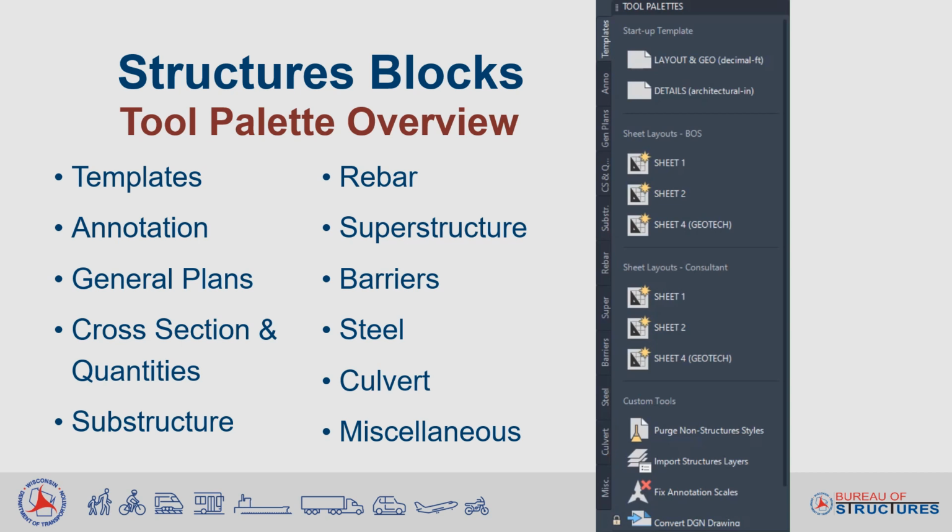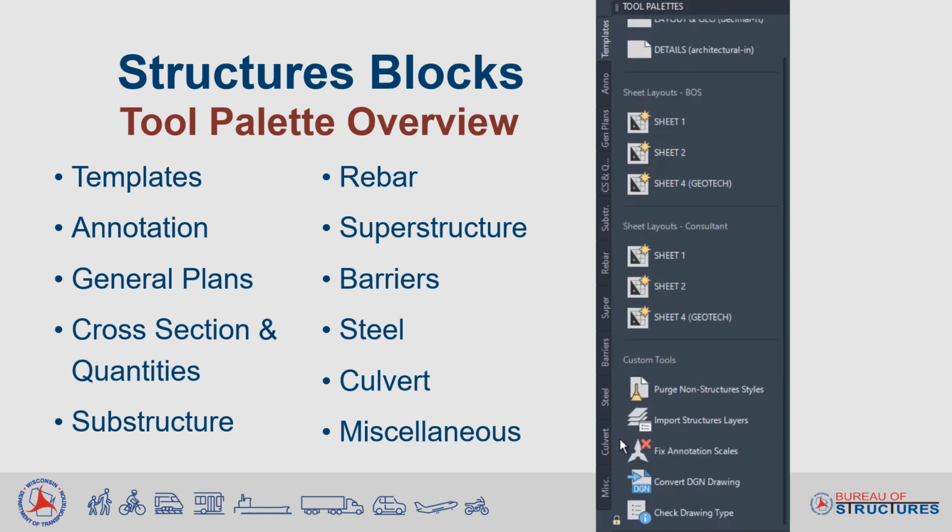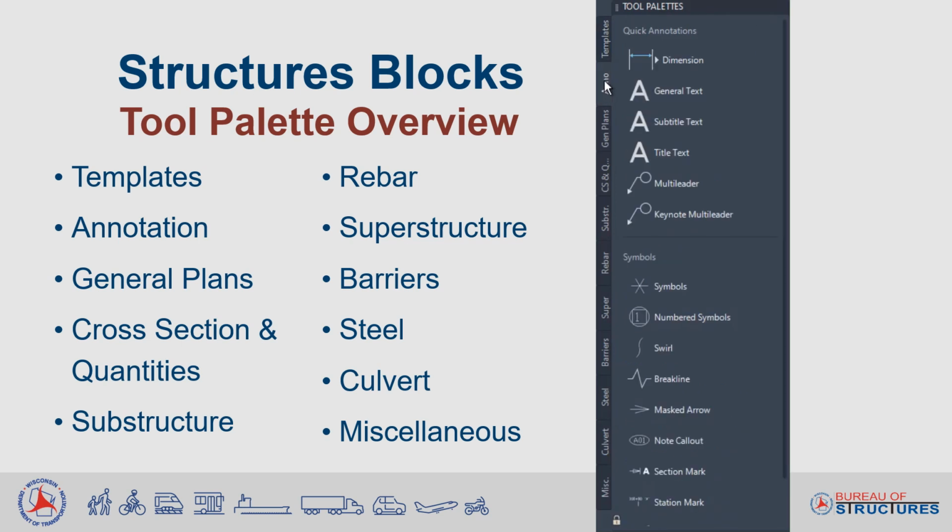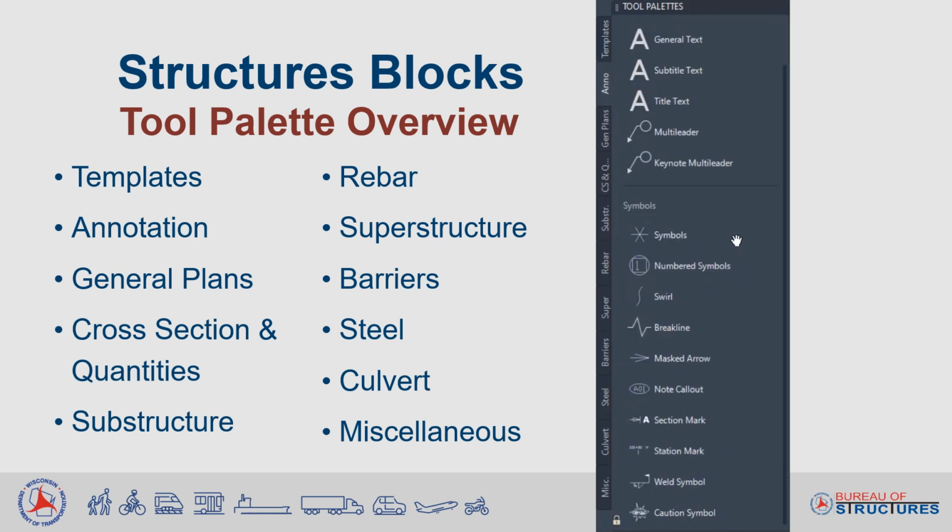So we've mostly already covered the template tab of the tool palette. First we have the templates themselves, and then the sheet layouts, and then finally the custom tools that we've gone over. The Anno tab has the quick annotations, and then it also has a variety of symbols.